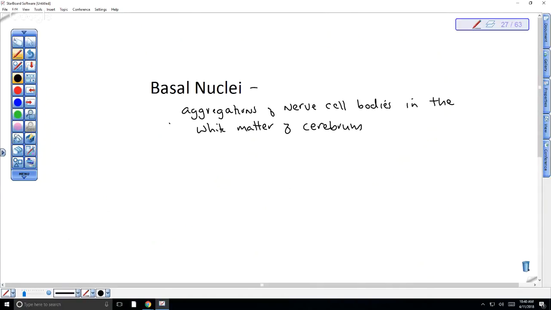And so these basal nuclei, interestingly, are associated with fine motor control. So actually making the movements smooth, right? They help with the coordination of motor control, and it smooths out the movement. I'll just put that.